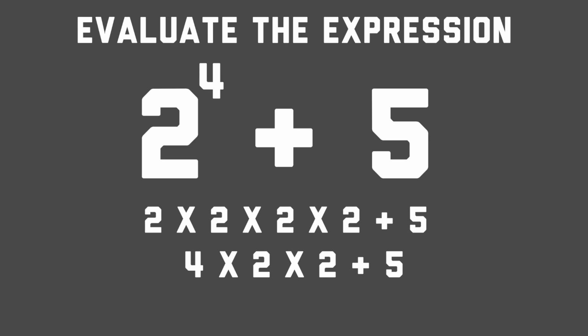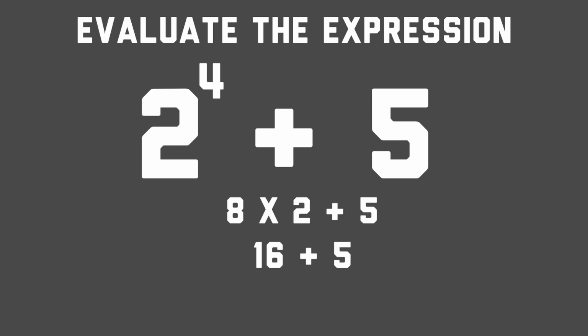2 times 2 gives me 4 times 2 times 2 plus 5. 4 times 2 gives me 8 times 2. And then I still have plus 5. 8 times 2 gives me 16. Now I add my 5. So 16 plus 5 equals 21. So I can evaluate 2 to the 4th power plus 5 equals 21.